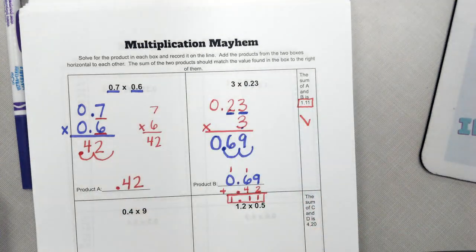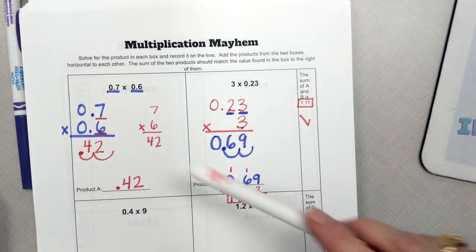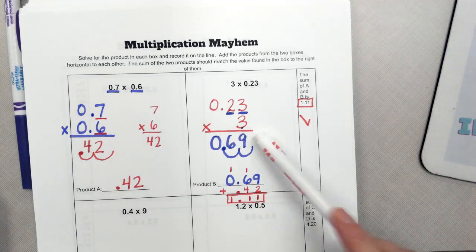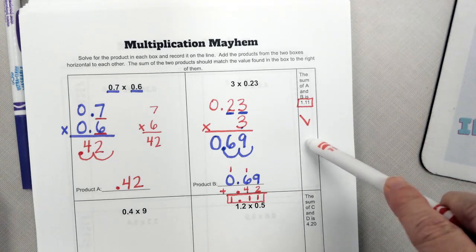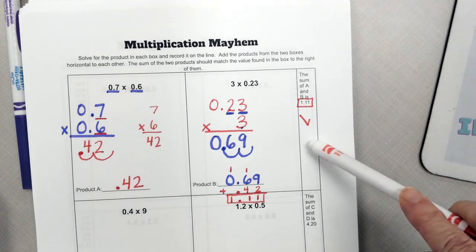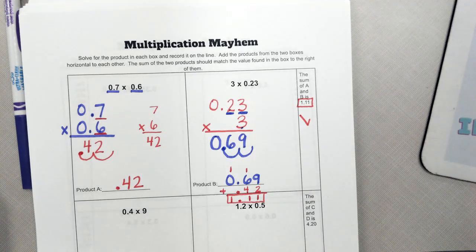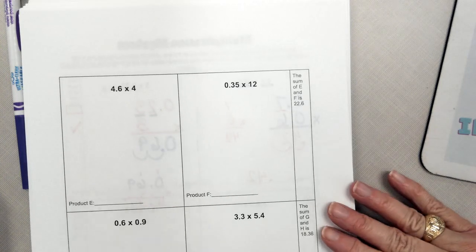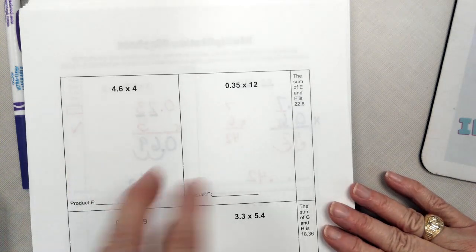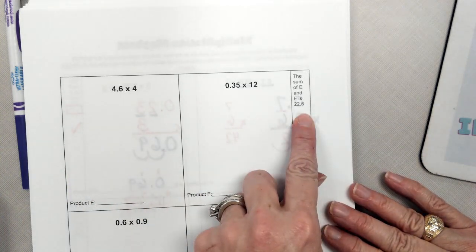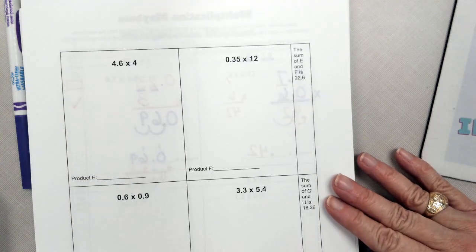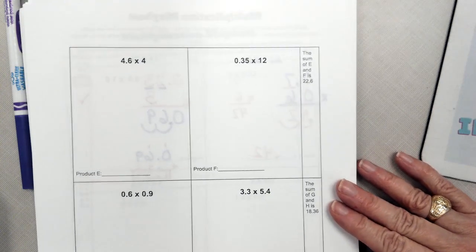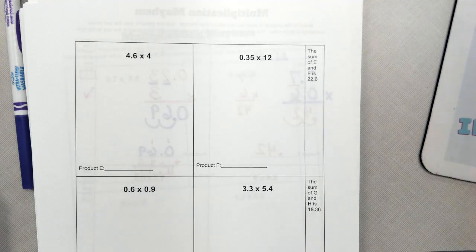So I'm going to give myself a check, meaning that I have done both products, I've added them together, and it does equal out. You need to try the rest of these on your own. You have C and D with your sum to the side. On the back, you have E and F with your sum to the side. And finally, you have G and H with your sum to the side. Go ahead and solve the rest now, and then turn this in to your teacher.